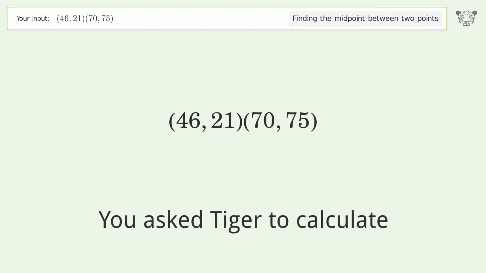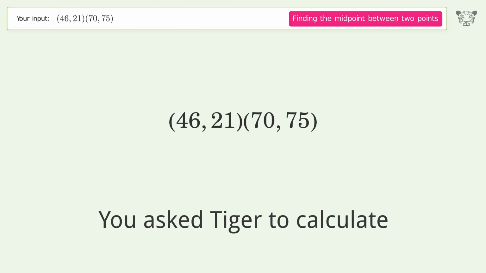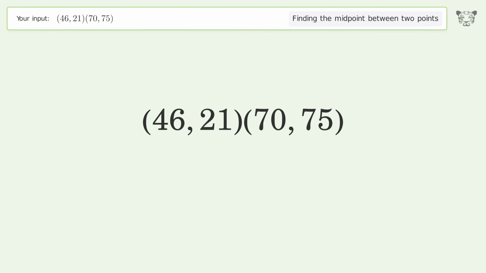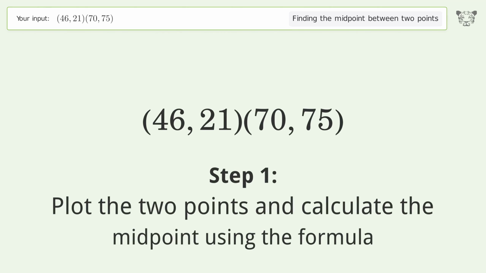You ask Tiger to calculate. This deals with finding the midpoint between 2 points. The midpoint between the 2 points is 58,48. Let's solve it step by step. Plot the 2 points and calculate the midpoint using the formula.